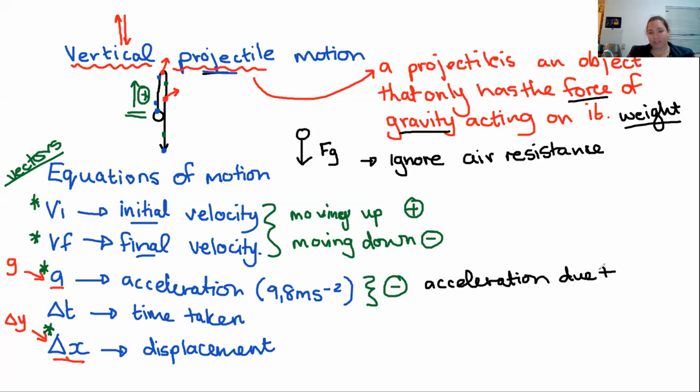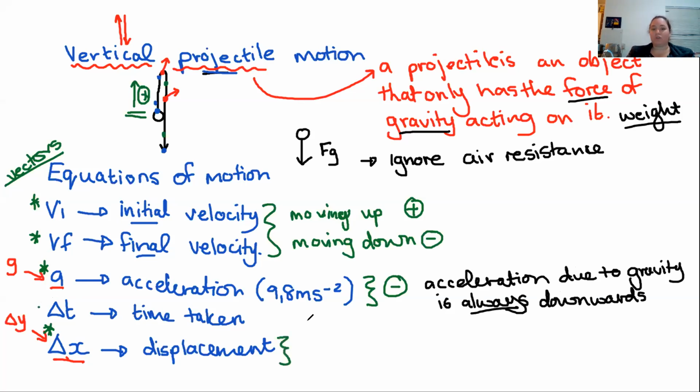Acceleration due to gravity, which is what you'll be dealing with in vertical projectile motion, is always, always, no exceptions, always downwards. Even if the object is moving upwards, it's downwards. Okay. Then we come to our time, which doesn't need a direction because it's a scalar. And lastly, we finish off with displacement.